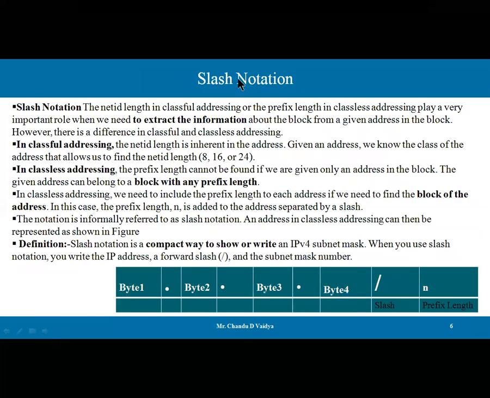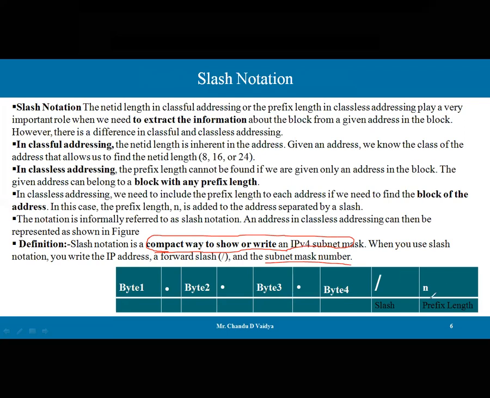Then we have the slash notation in the CIDR concept. Beyond the two-level addressing, classful addressing and classless addressing discussed so far, here also just go with the standard definition. The slash notation is a compact way to show or write an IPv4 subnet mask. The value is contiguously ones on the left-hand side and is denoted by the slash notation. When we use it, you write the IP address, a forward slash, and the subnet mask number n, which is from 1 to 32.